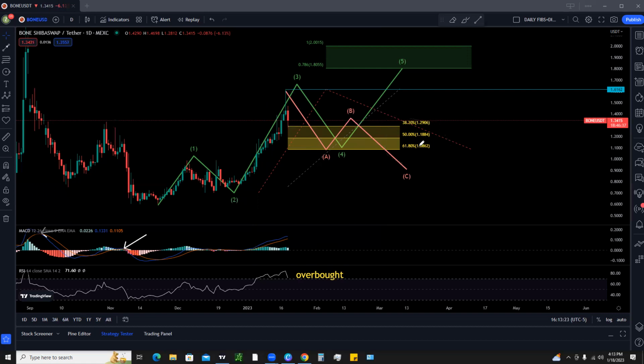Now, if we break through these levels, it's going to look something like this, right? We're going to come down to these levels. We're going to get some type of a bounce and then ultimately break through. That would give us an ABC down. All right. That's a possibility.